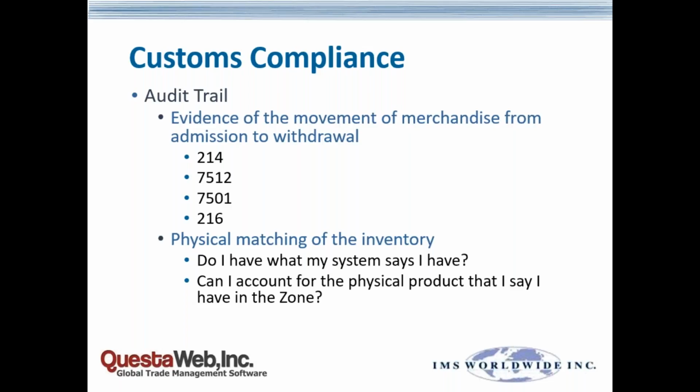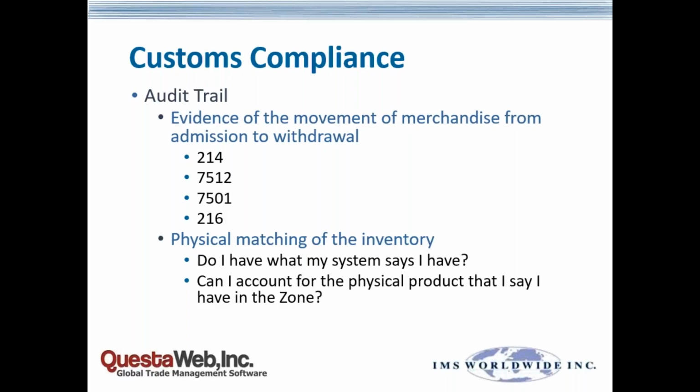The 7512, you may have a couple, because maybe there was the IT that brought it to your zone. So in your 214 file, I have one 7512, and I exported it when it left my zone, so I have a 7512 export, right? All of these documents need to be in their right place and in their right file because this is, again, evidence of the movement of the merchandise from admission to withdrawal.